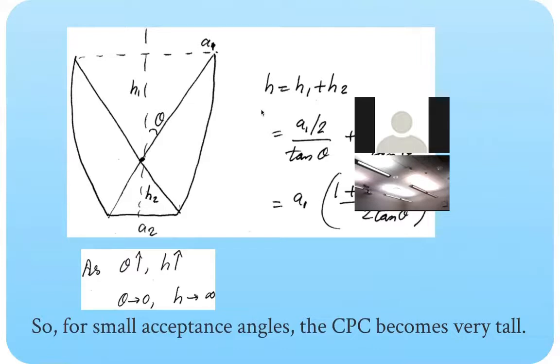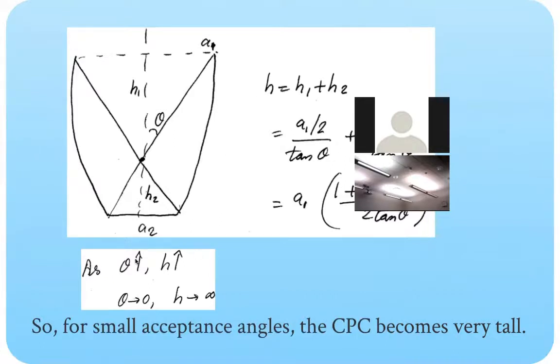And that h, which is the height of the CPC, is simply given by a1 times (1 plus sine theta) over 2 tan theta, again inversely related to the half acceptance angle. So the more the concentration, the lower theta is from the previous slide, the larger h is.